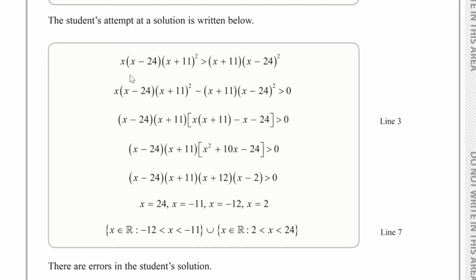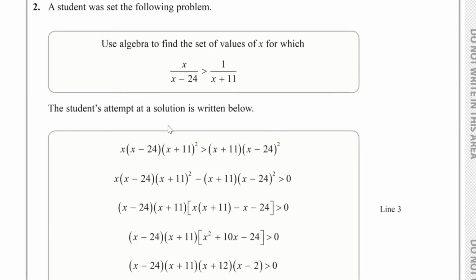Well, if you take a look at their solution, they've multiplied both sides by x minus 24 all squared lots of x plus 11 all squared. So let's just write the same thing on the other side. So we have x minus 24 all squared lots of x plus 11 all squared, and hopefully you can see that this cancels with this and this cancels with this to give this line over here.